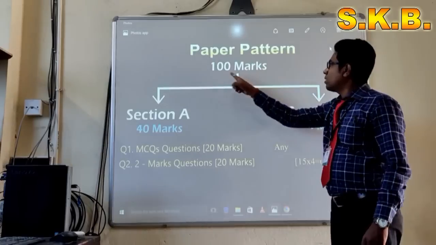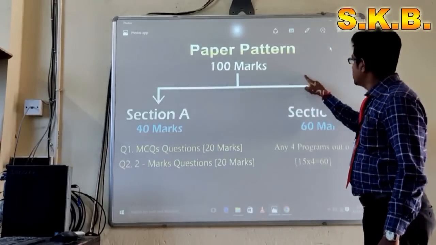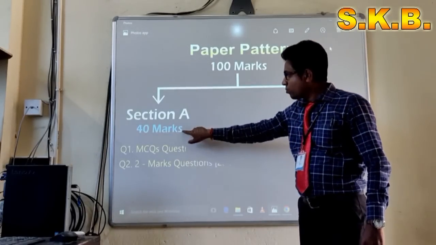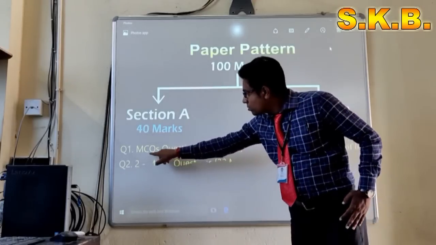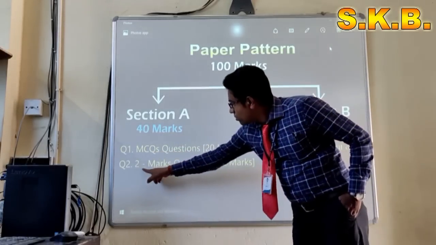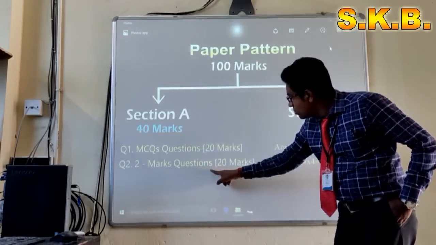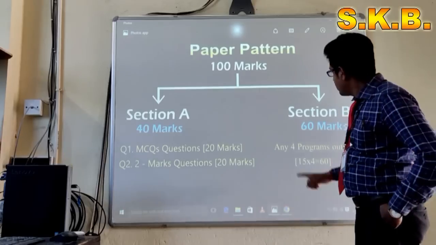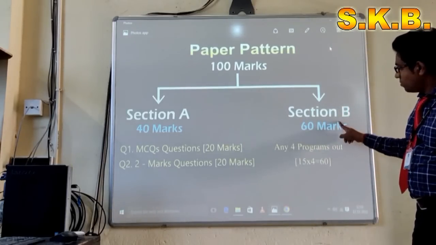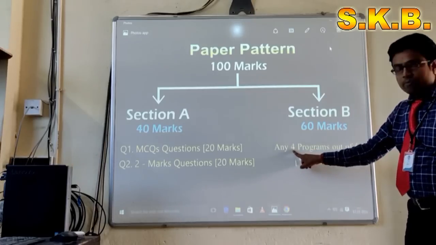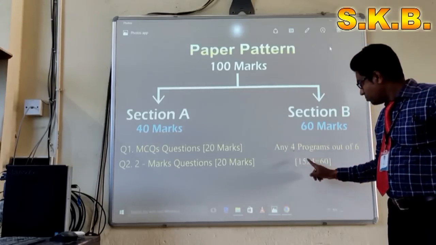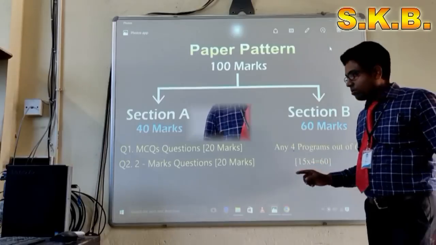So the paper is 100 marks and is divided into 2 sections. Section A contains 40 marks and section B contains 60 marks. In section A, question number 1 is the MCQ area. Question number 2 has 2 marks per question, 10 into 2, 20 marks total. Now section B: there is no change made by the Council, all things remain the same. Any 4 programs out of 6 you have to attend, so 15 into 4 is equal to 60 total marks.